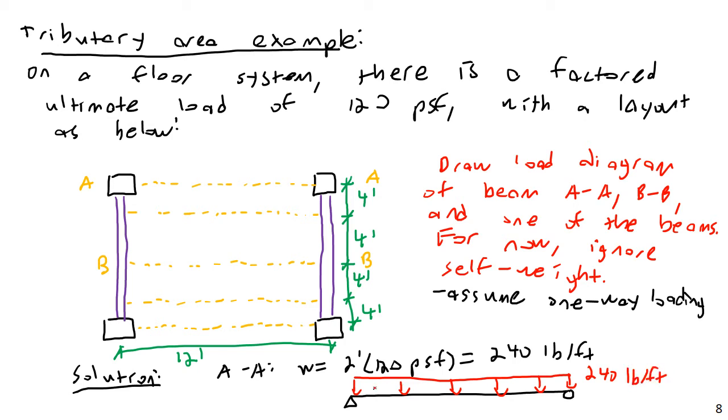And if I get out a calculator, I'm going to pull out my calculator here. I want to get the reactions here because I want to be able to do that on the columns, on the girders. Let's see, 240, I'm going to get the total load, so times 12, and then divided by 2. I will have reactions here of 1,440 pounds and 1,440 pounds.